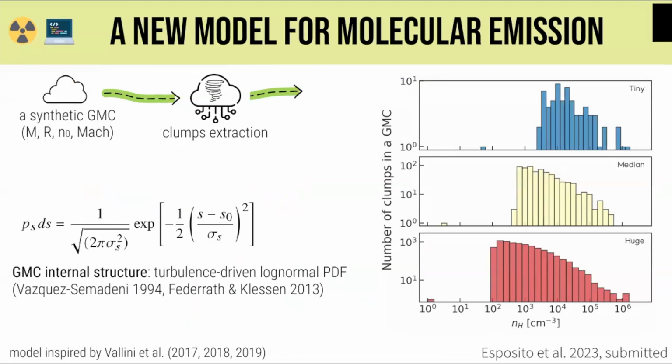So we know that within giant molecular clouds, there are overdensities, and these overdensities follow a turbulence-driven probability distribution function, which is with this log-normal form. And so we generated some synthetic giant molecular clouds from 4 parameters: the mass, the radius, the mean density, and the Mach number. And then we can generate the probability distribution function of the clumps, and we can extract clumps from this distribution to fill the GMC mass.